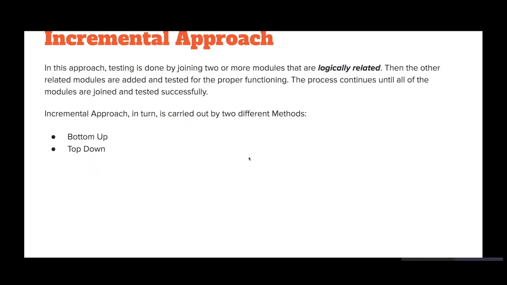So coming to the incremental approach, in this approach, the testing is done by joining two or more modules that are logically related. Then the other related modules are added and tested for proper functioning. This process continues until all the modules are joined and tested successfully. The incremental approach in turn is carried out by two different methods: one is bottom-up and the second is top-down.